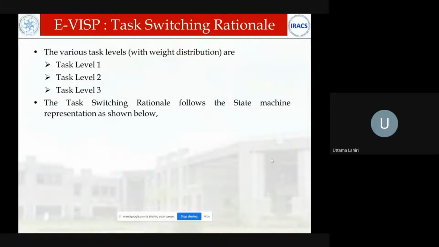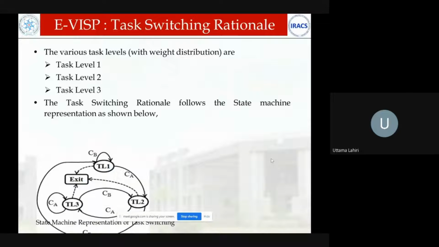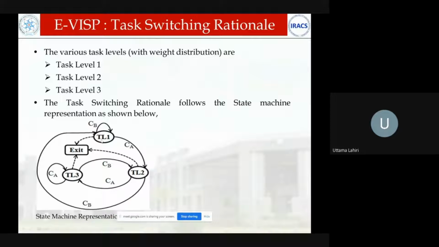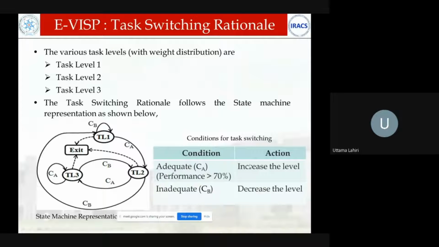And then we implemented task switching rationally by using a state machine representation where, for example, say it is TL1. If the performance is more than 70%, which is considered adequate and is backed up by literature, then we increase the task difficulty level. And if it is inadequate, that is less than or equal to 70%, then we decrease the difficulty level. So that was the task switching paradigm that we used.